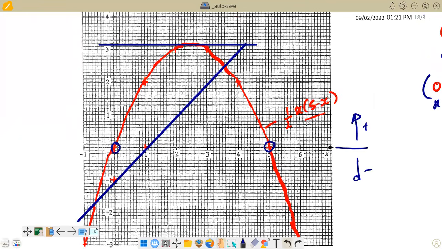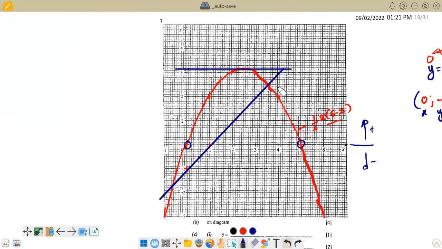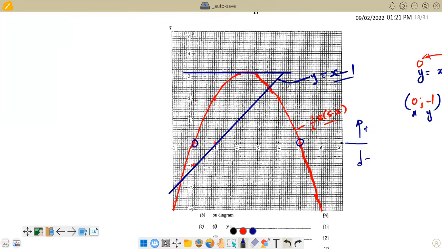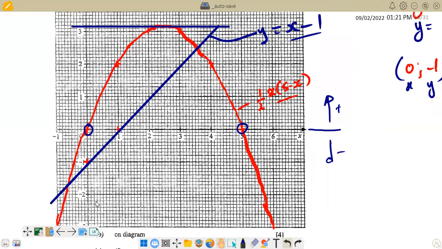Then you just name the equation. You just name this line. Remember, we are given its equation. It's y is equal to what? y is equal to x minus 1. Just name the equation. Okay, so that was for you to just draw the line. That was the question for you to draw the line. Then let's get back to our question.